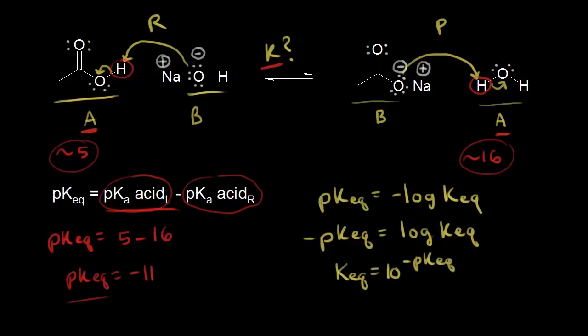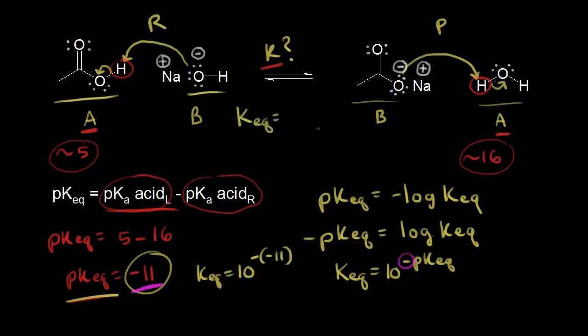So we just need to take our answer here for pKeq and plug that into our equation. So we get that Keq is equal to 10 to the negative pKeq, which was negative 11, so 10 to the negative negative 11, which of course is 10 to the 11th. So the equilibrium constant for the forward reaction is equal to 10 to the 11th.